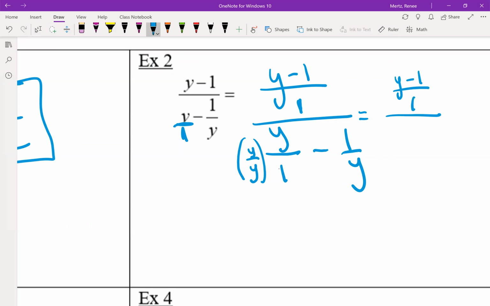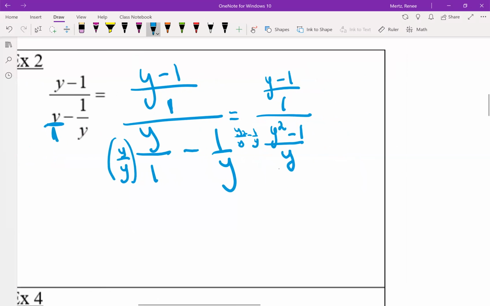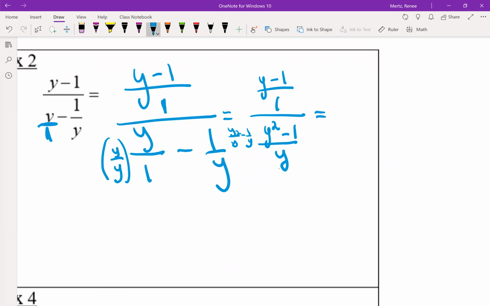I'm going to put this together. So it becomes y squared minus 1 over y, where this was y squared over y minus 1 over y. So all I did was put it together. Then I changed the form, so I'm going to rewrite it: y squared minus 1 over y, times y over y minus 1.